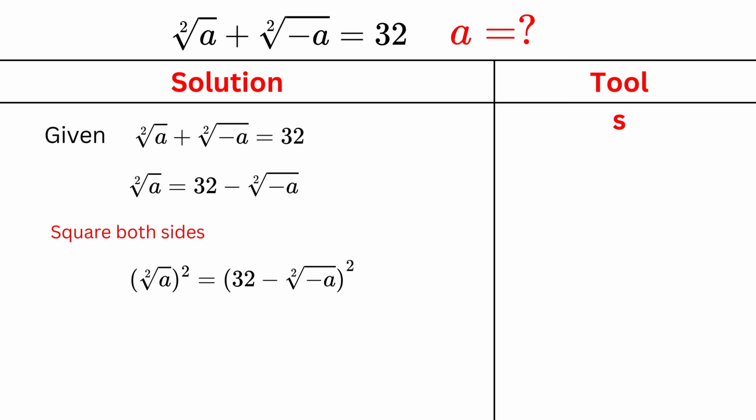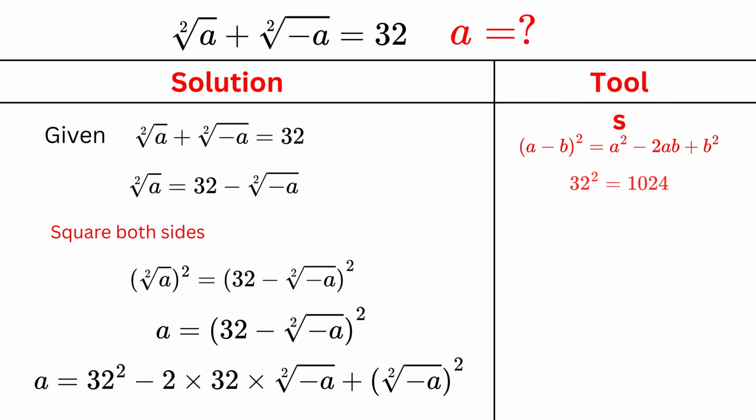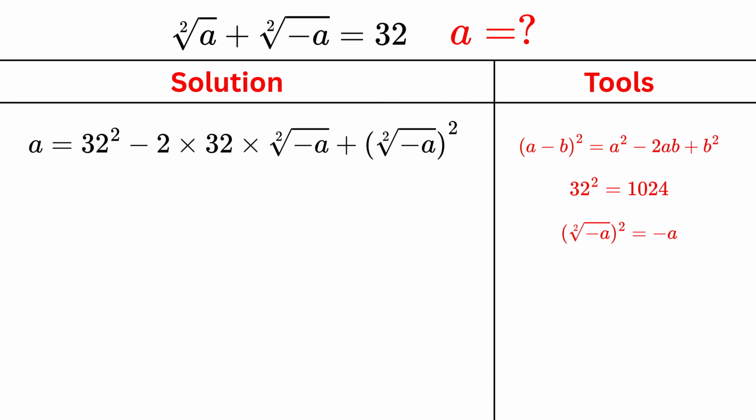When we square the left side, square root of a squared becomes simply a. On the right side, we have the binomial 32 minus square root of negative a, so squaring it gives us 32 squared, which is 1024, minus 2 times 32 times square root of negative a, which simplifies to 64 times square root of negative a, plus the square root of negative a squared, which is simply negative a. So the entire expression becomes a equals 1024 minus 64 times square root of negative a minus a.